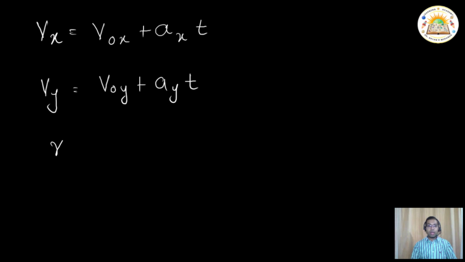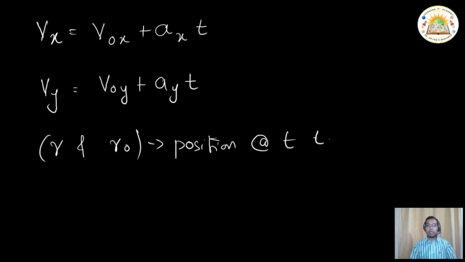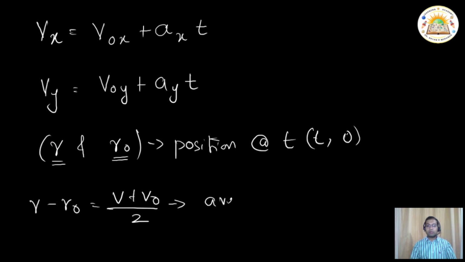So if r and r naught give us the position at time t and 0 seconds, that means at the beginning I have position r naught and the final position is r, and these are the times that are measured. So I will get r minus r naught as nothing but v plus v naught by 2, which is nothing but the average velocity. So with a certain average velocity, the body is moving from position r naught to position r.